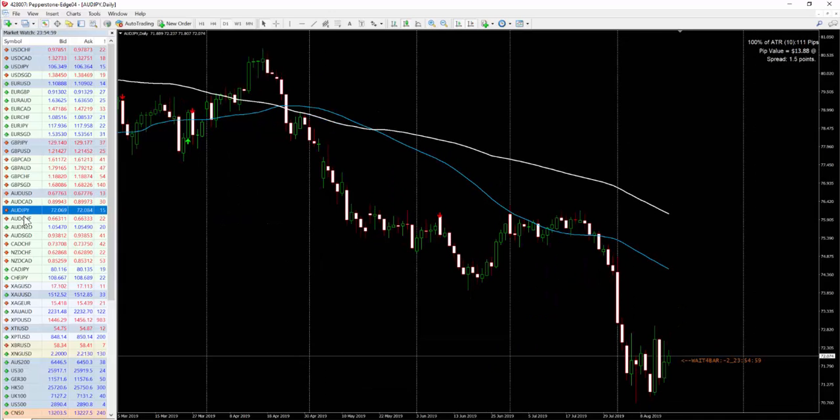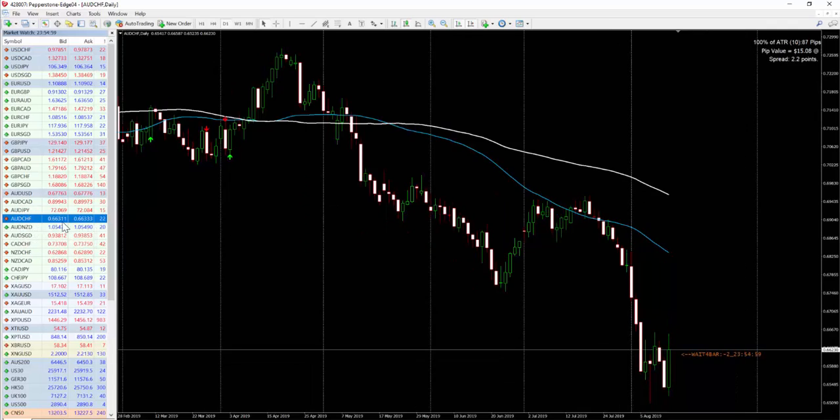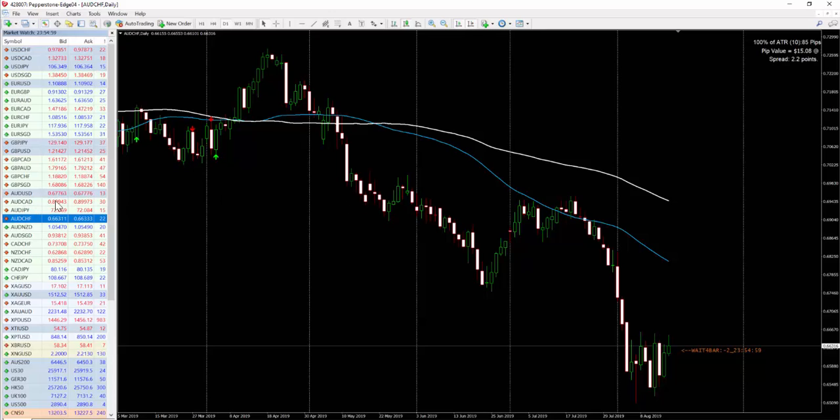EURJPY, that's the same. These pairs are almost the same. They move almost, not all the time, but almost in the same direction. So you better group these pairs together and just get into one of them. If you want to trade Aussie dollar, just open a trade in one of them. They all move the same.